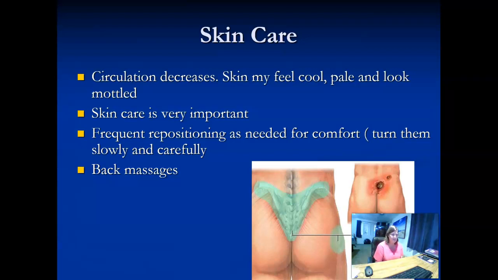So skin care is very important. They still need to make sure they're clean. We'll do frequent repositioning as needed for comfort, but just remember to turn them slowly and carefully. Back massages if there's no red areas over the bony prominence. And remember what we talked about when we talked about pressure ulcers. They can get what's called a Kennedy terminal ulcer, where in the last few stages of life, sometimes their skin goes from being intact to being a really deep ulceration. It's mainly because the body's starting to shut down and they're not getting enough oxygen to those tissues.